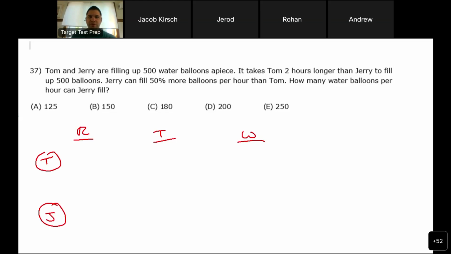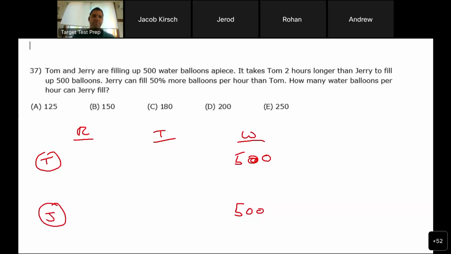Now, we know that they each fill up the 500 balloons. That's set in stone for both of them for work. So that's an easy thing to fill in first. The next thing is we see that it takes Tom 2 hours longer. So we can either use that or we can use the 50% more balloons in the matrix here. Well, let's say we don't do the 2 hours longer and we do the 50% more balloons.